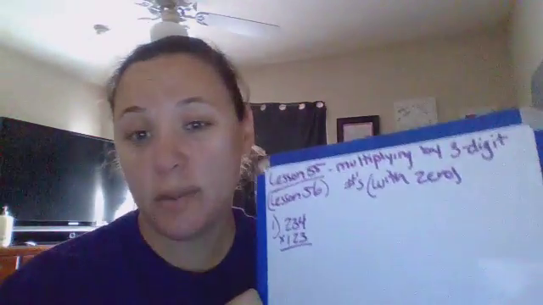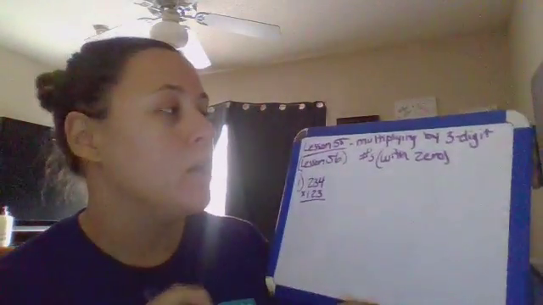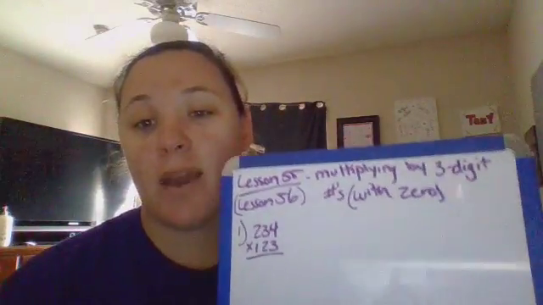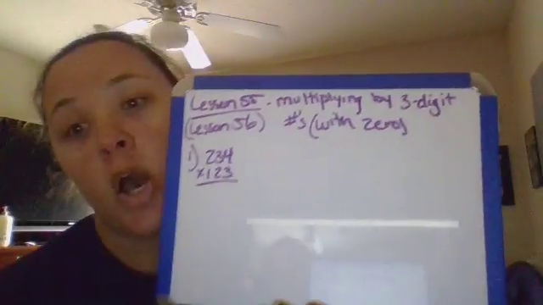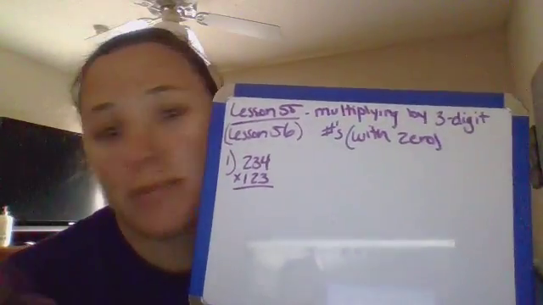Now we're going to do lessons 55 and 56, and we're going to do them together because they are basically doing the same thing. We're just adding a little thing that's different. Lesson 55 is multiplying by 3-digit numbers, and lesson 56 is multiplying by 3-digit numbers with 0. So why not do them together?